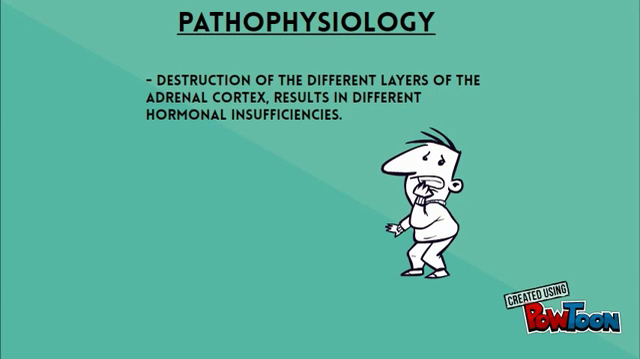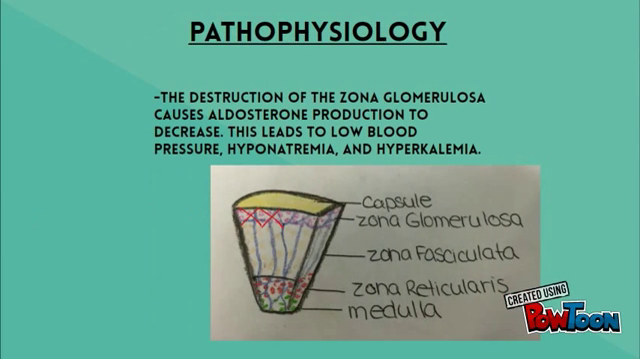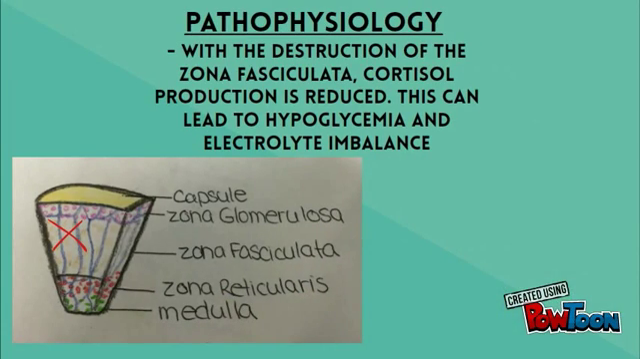Pathophysiology. The pathophysiology of Addison's disease results from the destruction of the different layers of the adrenal cortex, which results in different hormonal insufficiencies. The destruction of the zona glomerulosa causes aldosterone production to decrease. This leads to low blood pressure, hyponatremia, and hyperkalemia. With destruction of the zona fasciculata, cortisol production is reduced. This can lead to hypoglycemia and electrolyte imbalances.